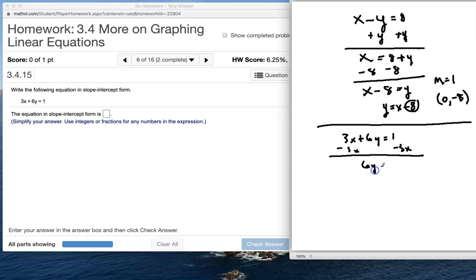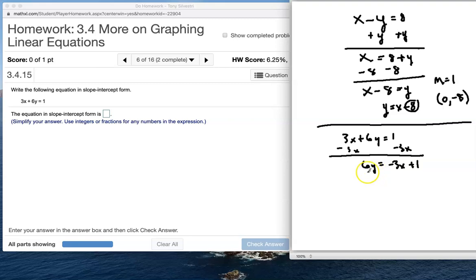6y equals minus 3x plus 1. None of these terms combine, so it's minus 3x plus 1. Okay, well, I don't want 6y. I want y. So what do you think we're going to do?